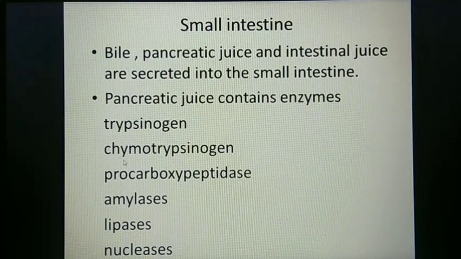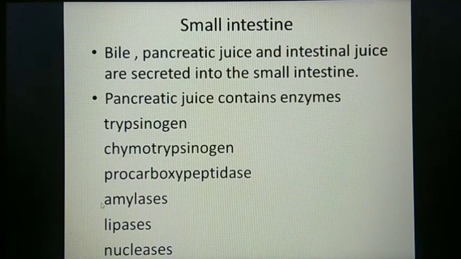Trypsinogen, chymotrypsinogen and procarboxypeptidase, these 3 are protein digesting enzymes, and these three are in an inactive form. In order to change into an active form, it happens in the presence of another enzyme secreted from the wall of the intestine. So understand these three are protein digesting enzymes.